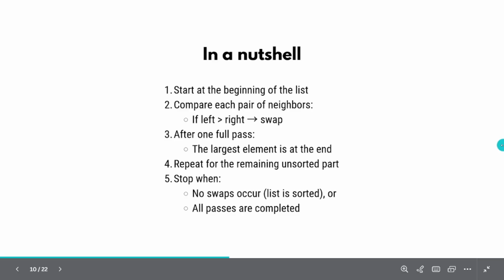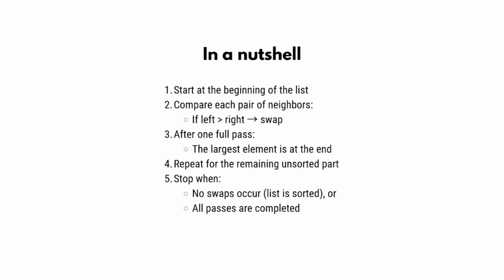So in a nutshell, we're starting at the beginning of the list. We're comparing each pair of neighbors. If the left is greater than the right, then you want to swap. After one full pass, the largest element is at the very end. That's what I was talking about. First pass, largest element is at the very end. Repeat for the remaining unsorted parts. Stop when no swaps occur, the list is sorted, or all passes are completed.